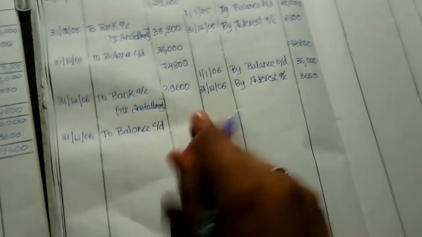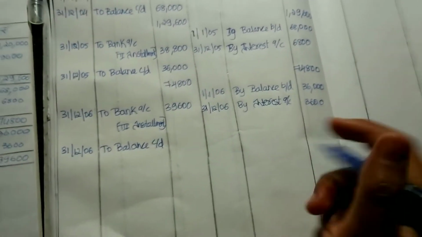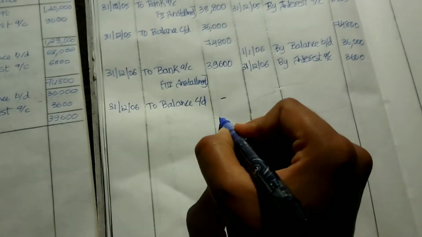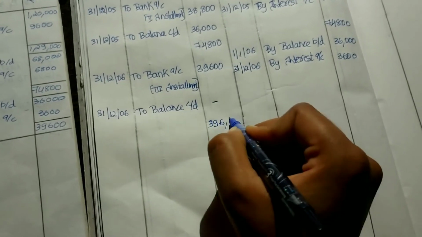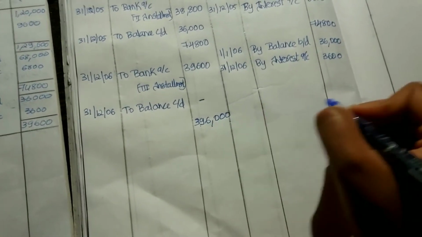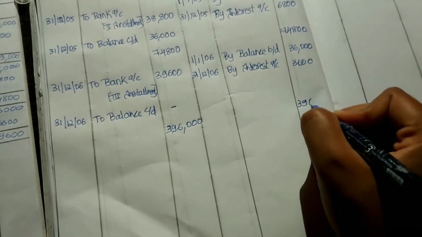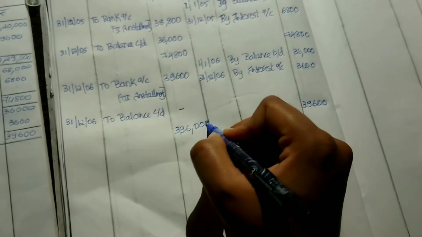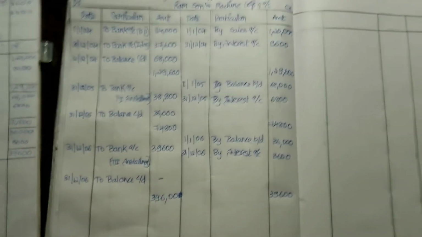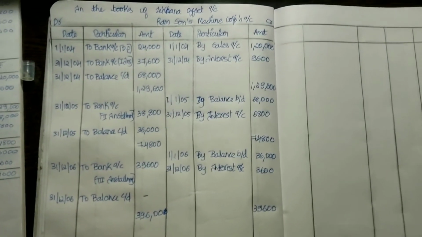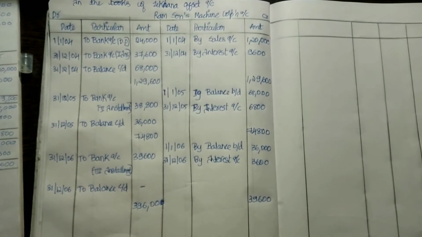So if you see that, if you add, you'll get the same amount. So there's no need to balance. You have to just enter 39,600. So this is hire purchaser account. This is how you have to enter the accounts.